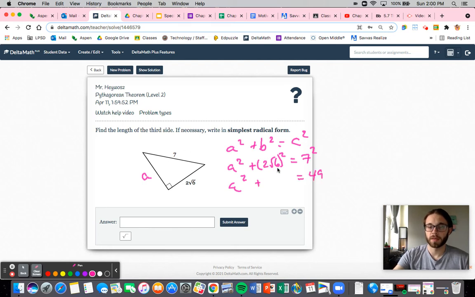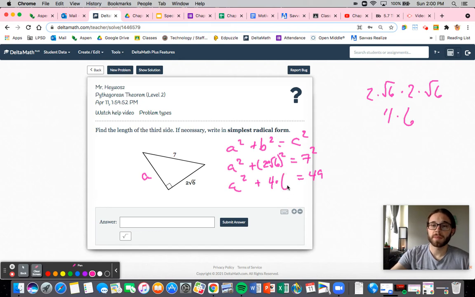Now you've got to deal with this thing. So when you have something like this, you have 2 squared, which is 4. And this is, by the way, being multiplied. So 2 times the square root of 6. You square it. That's the same thing as having 2 times the square root of 6 times 2 times the square root of 6, right? So that ends up being 4 because 2 times 2 is 4. Root 6 times root 6 is just 6. So you get 4 times 6. So you get a squared plus 24 equals 49. So a squared equals 25. So a will equal 5.